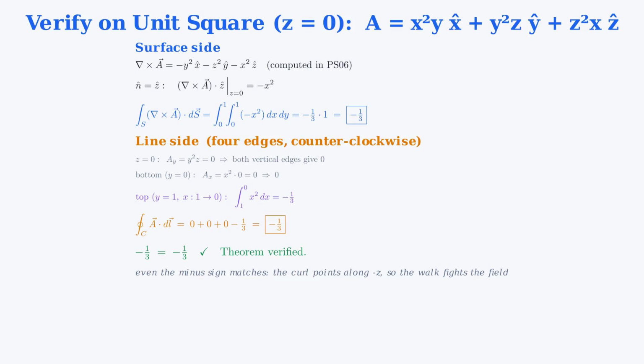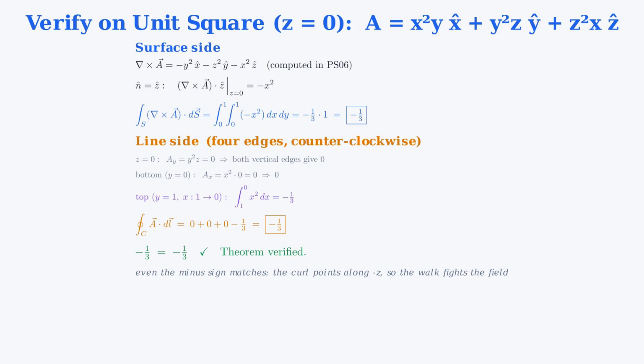Surface side first. The curl we do not even need to compute because PS06 already did. Curl of A equals minus y squared x hat minus z squared y hat minus x squared z hat. We only need the component along our normal, z hat, evaluated on the plane z equals 0: minus x squared. Integrate it over the square. Minus x squared dx from 0 to 1 gives minus 1/3. The y integral gives 1. Surface side, minus 1/3.